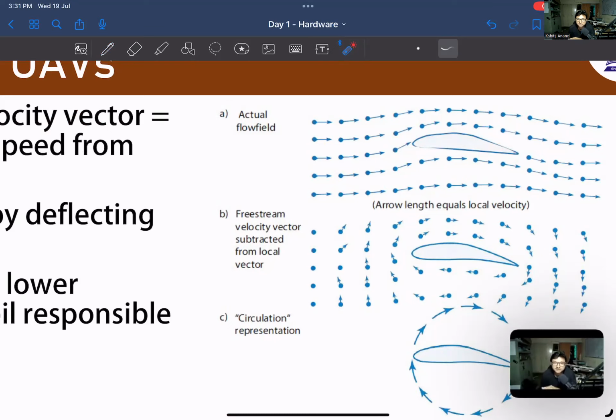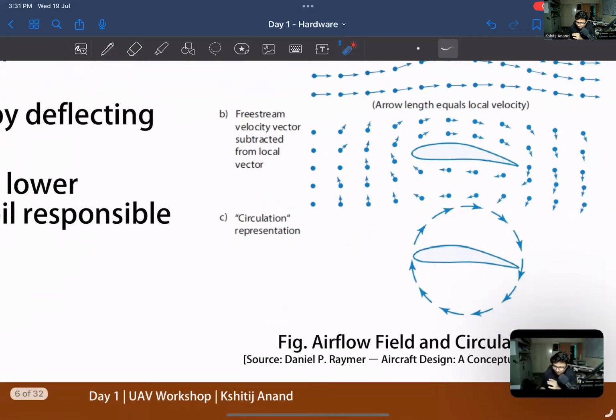However, the net deflection for the overall flow is somewhere downwards, and that is why the flow on the airfoil produces a force upwards. So that produces lift. And there are different ways of understanding lift.